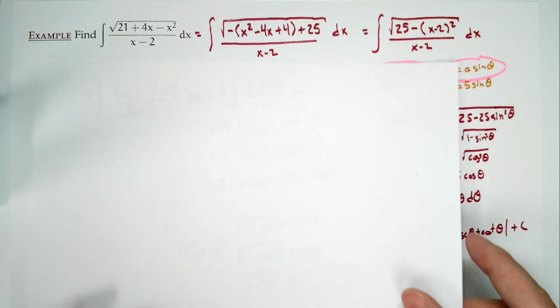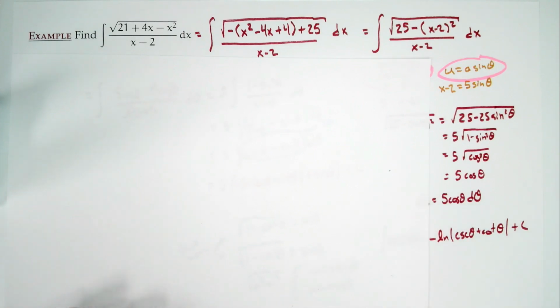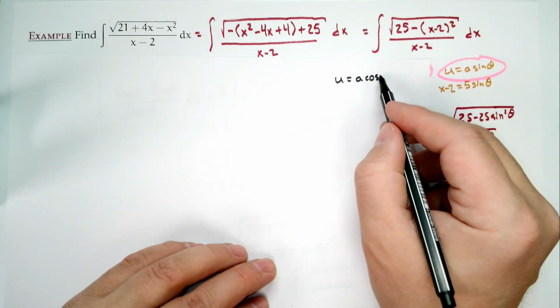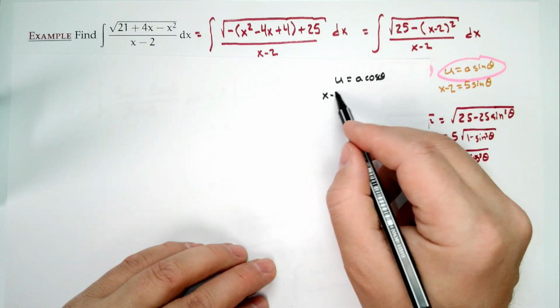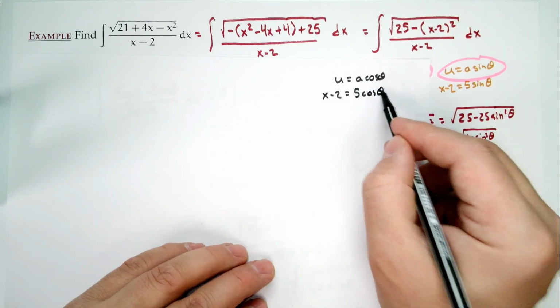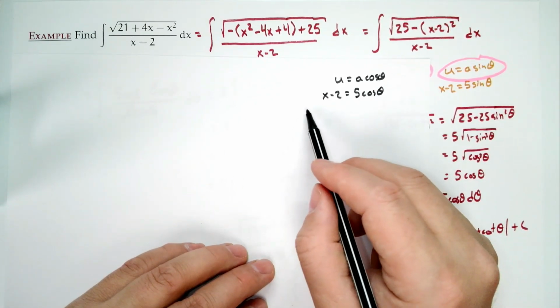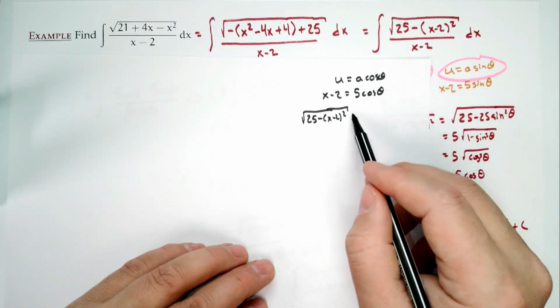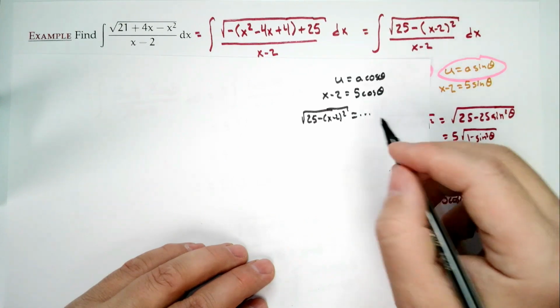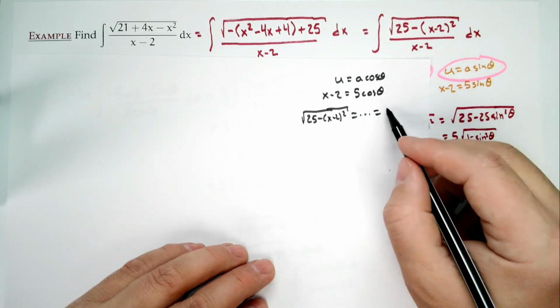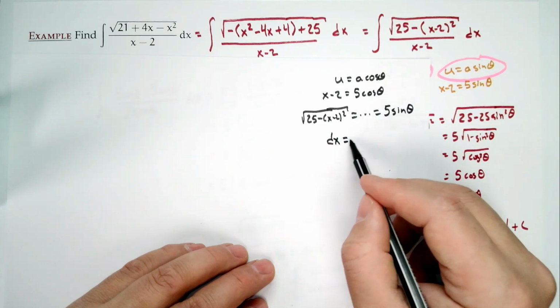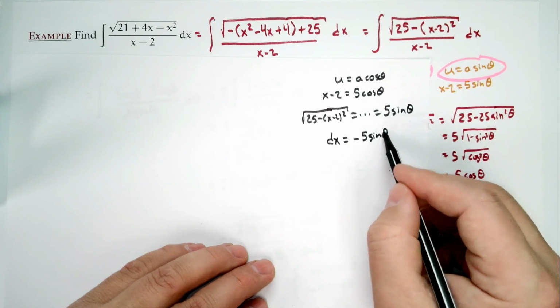So here we go. We're going to come to here, and we're going to make a different substitution, and let's see what happens. So we're going to make the substitution u equals a cosine theta, right? So that means our x minus 2 is 5 cosine theta. Now, that tells us that the square root of 25 minus x minus 2 quantity squared will equal, you skip a few steps, they're the same process, what will come out is 5 sine theta. And the other thing that will happen is that dx will be minus 5 sine theta d theta.